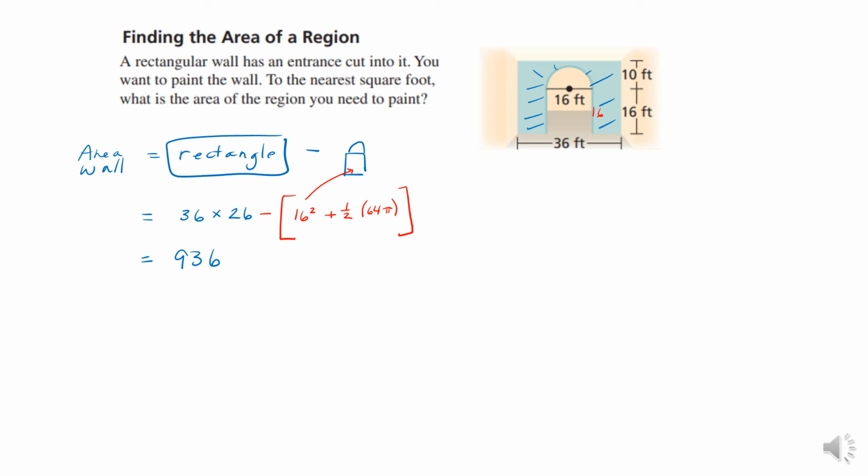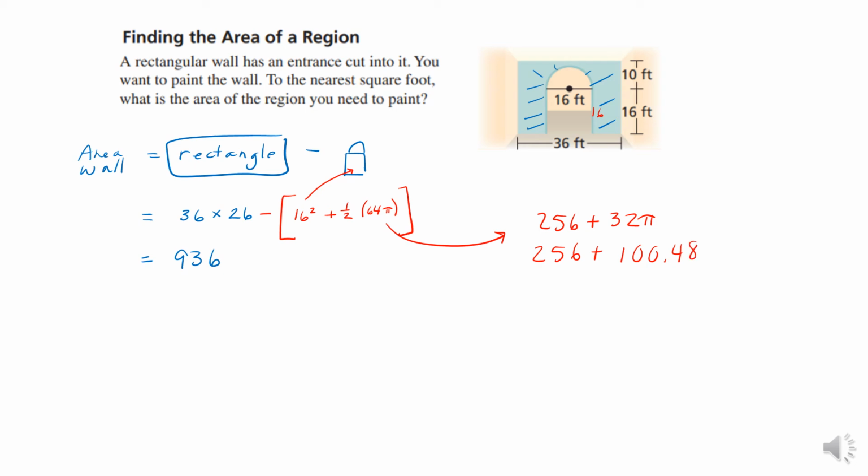Okay, so we've got to do a couple more calculations. Let's go over here and do that. So we've got 256 plus, and that would be 32 pi. And so 256 plus 32 times pi is approximately 100.48.